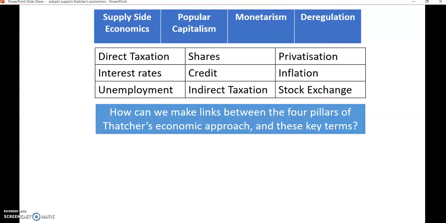So I've taken these four strands and they are there at the top, and we need to understand what those keywords actually mean. So what I want you to do is think, how can I use those phrases underneath, direct taxation, interest rates, unemployment, how can I use them to help explain the core terms in the boxes above? So you might want to just stop the video at this point and see if you can have a go. Just try matching those 9 phrases, try and match some of them with the core key phrases above: supply side economics, popular capitalism, monetarism, and deregulation.